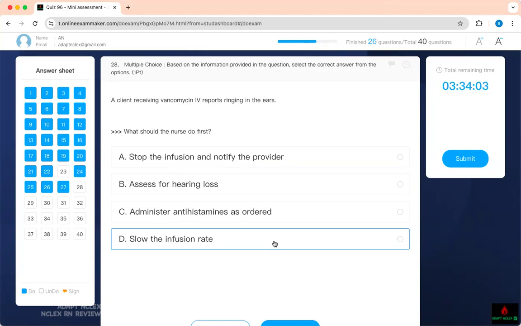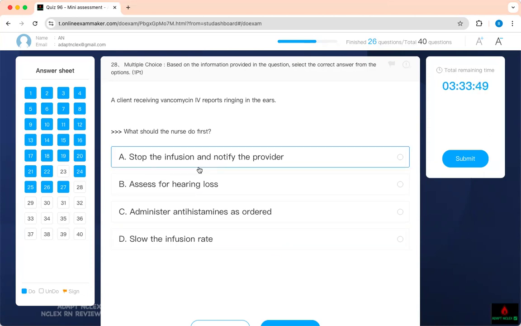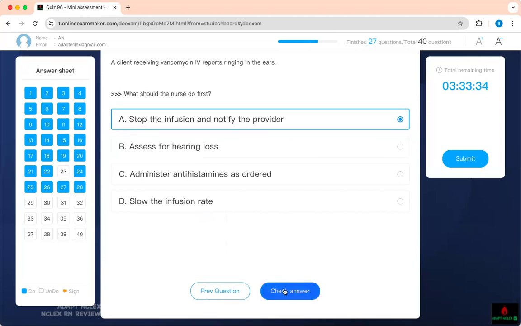What should the nurse do first? A client receiving vancomycin reports ringing in their ear. This is not Redman syndrome. You get vancomycin and you have ringing in your ear, hearing loss. Stop the infusion. Let the doctor know. Assessing for hearing loss is not good. You want to prevent it. I don't want them to have hearing loss. Administering an antihistamine is for Redman syndrome, not this. Slowing down the infusion is also for Redman syndrome, not this.